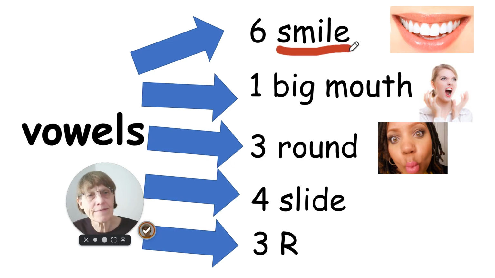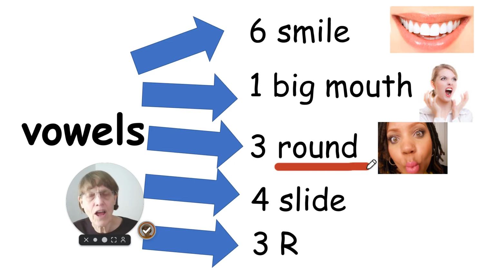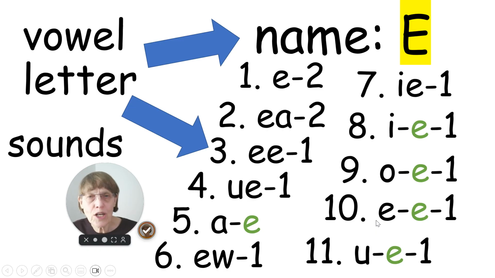How many smile? 6. How many big mouth? 1. How many round? 3. How many slide? 4. And how many are? 3, yes. Many vowel sounds. So if we look at the letter E, it is in many sounds.